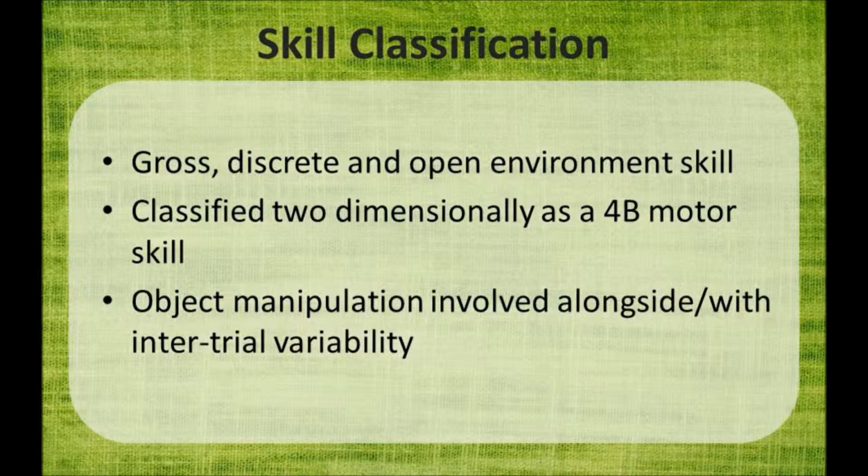The skill is gross as a large amount of musculature is employed, and it is discrete as there is an obvious beginning and end. The skill is classified as open as the batsman has to react to the delivery chosen by the bowler. When using Gentile's two-dimensional classification, the skill is classified as a 4B motor skill.